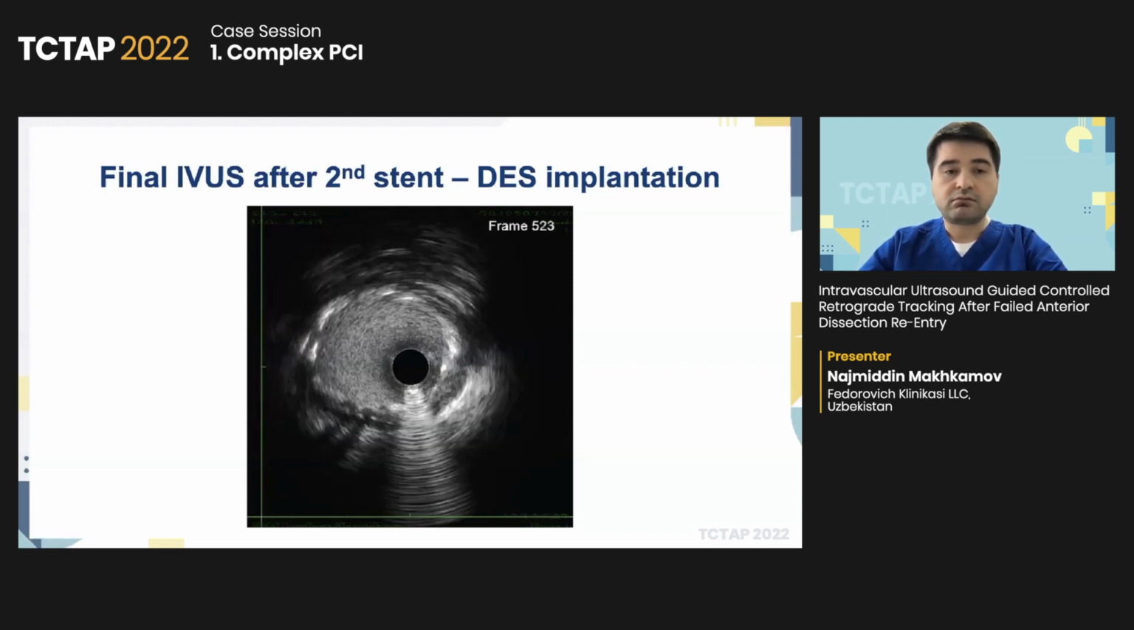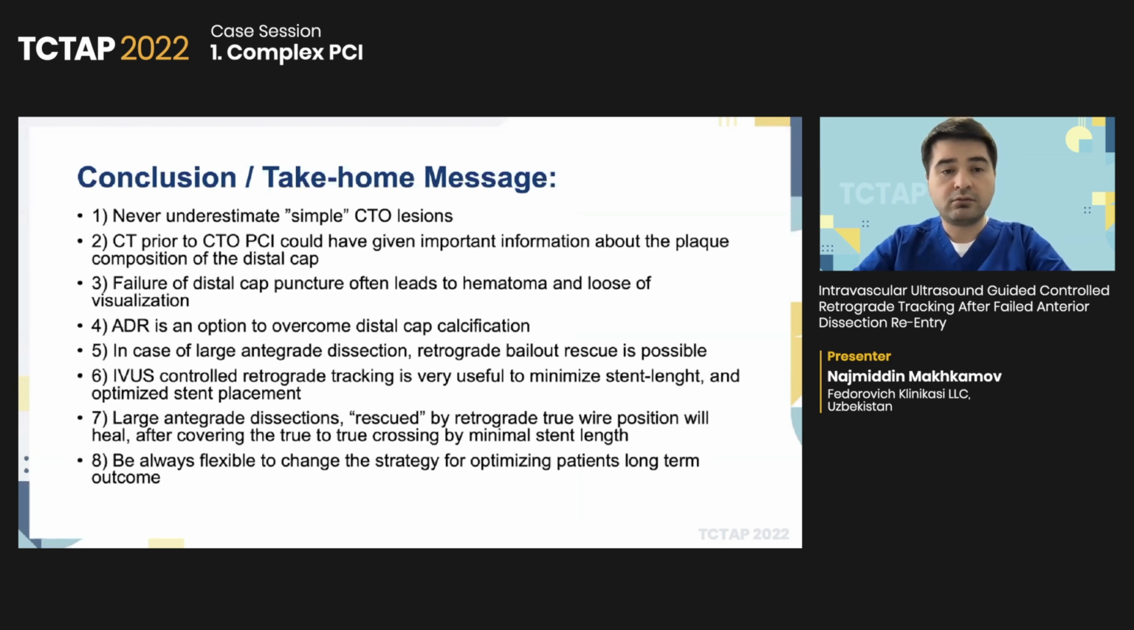So our conclusion and take-home message was that never underestimate simple CTO lesions, and CT prior to CTO PCI could have given important information about the plaque composition of the distal cap. The third is the failure of distal cap puncture often leads to hematoma and loss of visualization. ADR is an option to overcome the distal cap calcification, and in case of large antegrade dissection, retrograde bailout rescue is possible.